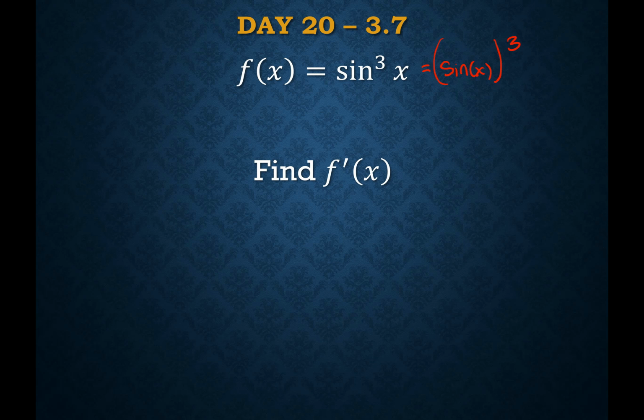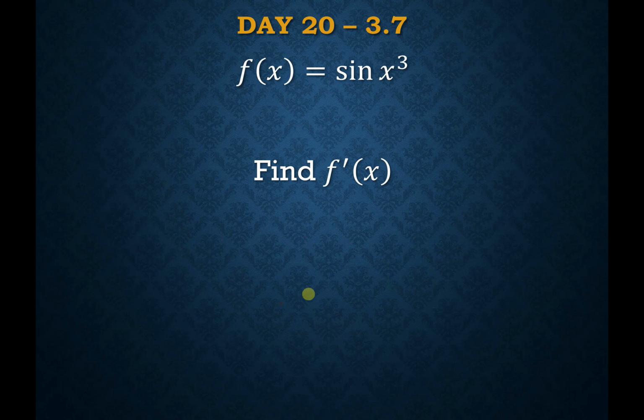Okay, so either you're still stuck now or you're ready to check your answer. Answer-wise, it's a little tricky. The exterior function is the cube, right? So it becomes 3 sine of x, keep the inside the same, squared. Chain rule. The derivative of sine, hopefully remember, is cosine.